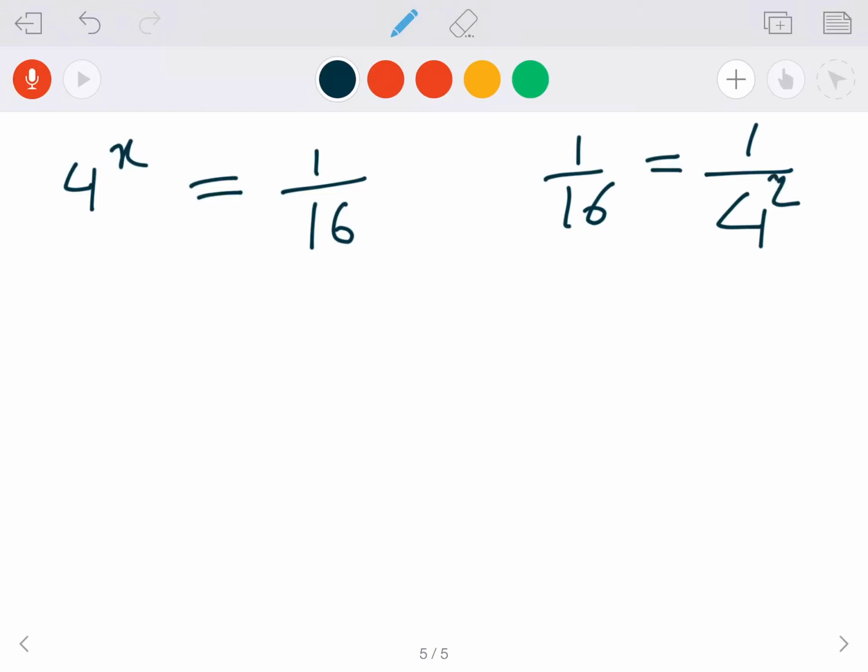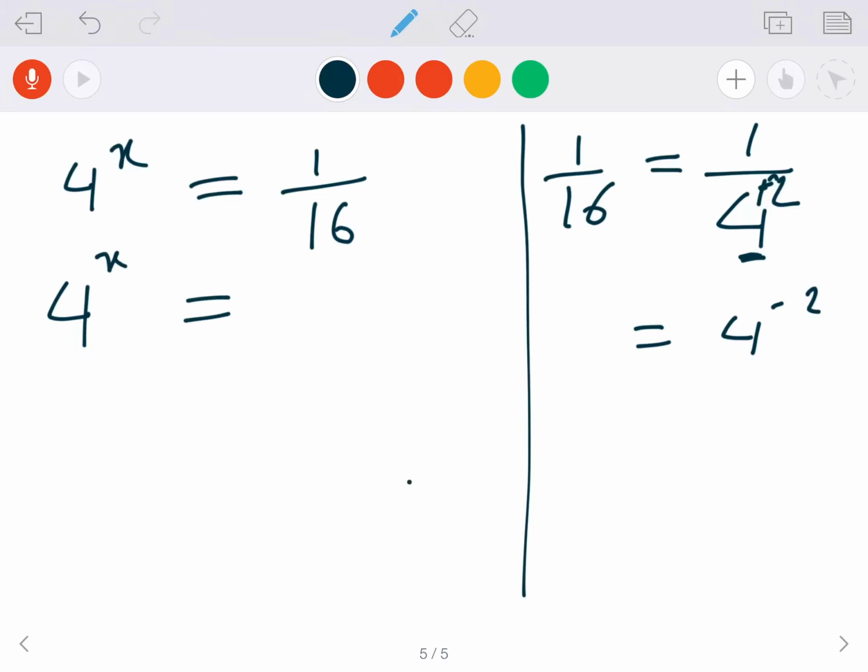But the idea is we have to make the base the same. But here, this 4 is in the bottom, so we have to move this to the top. So whenever we move anything from the bottom to the top, then the power is going to be negative, since there is a positive here. So that positive will be negative if you move that to the top. So from here, what we can say is that 1/16 is 4 to the power -2.